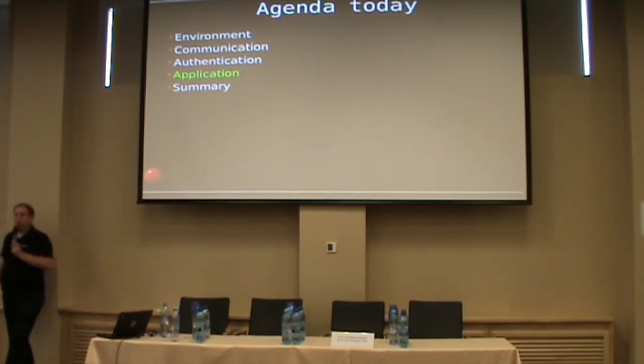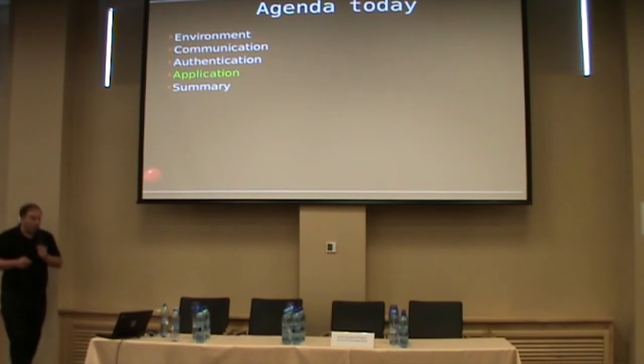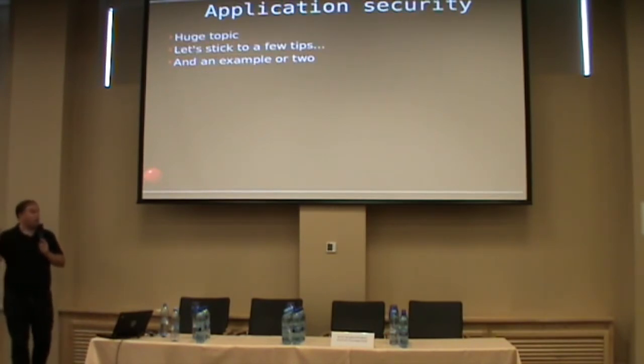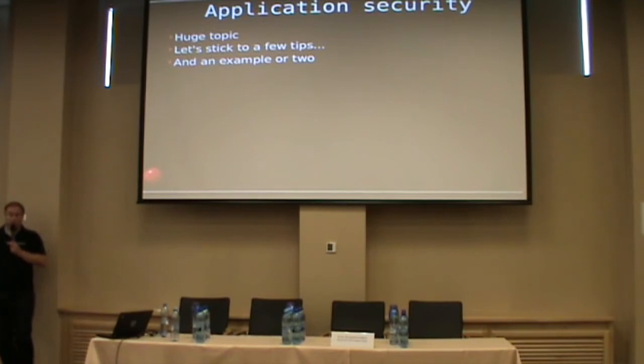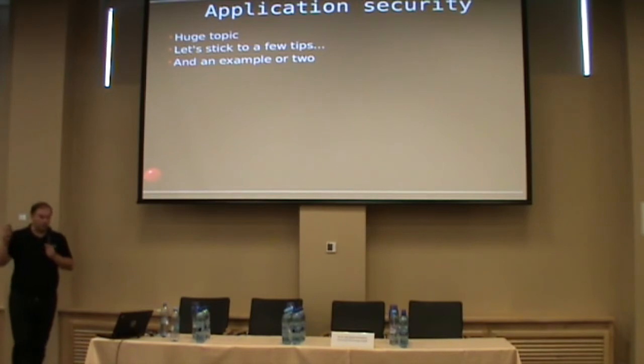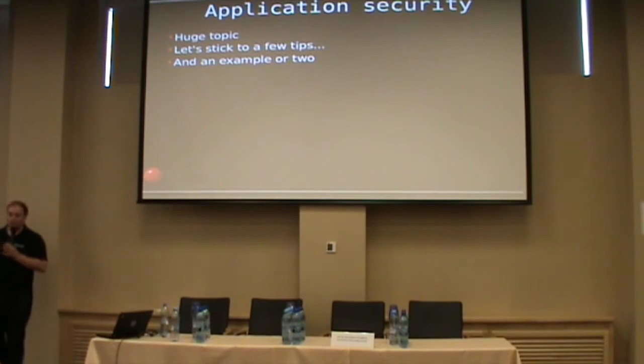So I'm going to leave the part where we configure the server and look a little bit more at the application side for a short while. And of course, application security itself is a gigantic topic. We can spend unlimited amounts of time on that. We could probably spend a day talking about just the new row-level security features, or all the different kinds of permissions you can set. So I'm not going to do that. Instead, I'm going to just stick to a couple of tips, maybe a little bit of the Postgres-specific things, and an example or two, and just try to not cover everything, because there's a limit to what we can do.